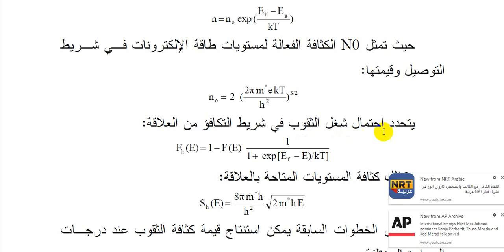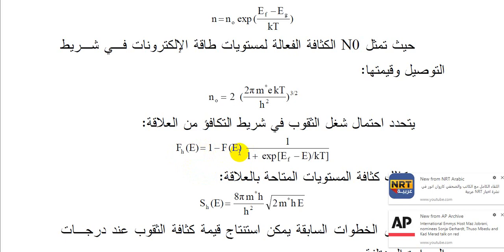The hole occupation probability in the valence band is determined from the relationship. يعني يتحدد احتمال شغل الثقوب في شريط التوصيل من العلاقة F_h(E) equals 1 minus F(E), where F(E) is the Fermi-Dirac distribution function.